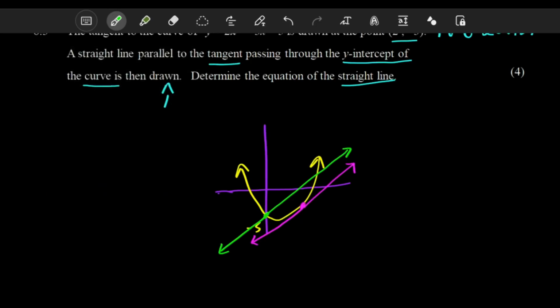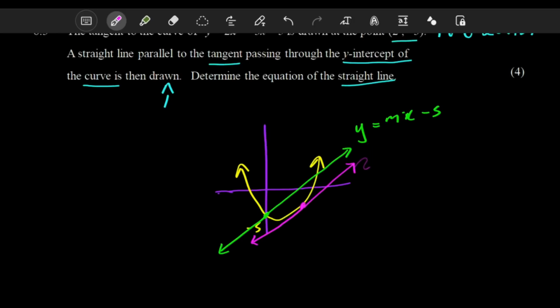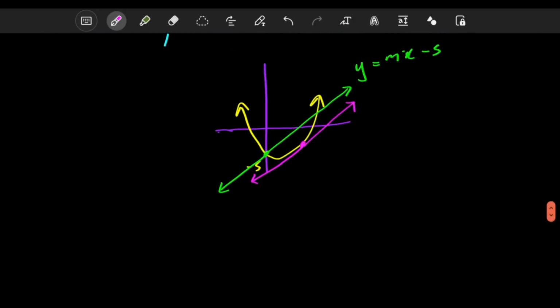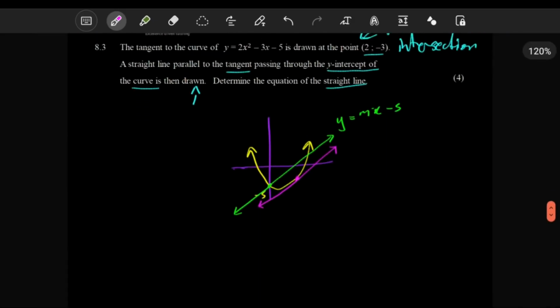Because for the green one, we already know that y is equal to mx minus 5. We already know that. So we just need the gradient of the straight line. We can get the gradient of this green line by getting the gradient of the tangent. To get the gradient of the tangent, we can just use the curve, because a tangent and a curve share the same gradient. So dy over dx gives us the gradient equation.